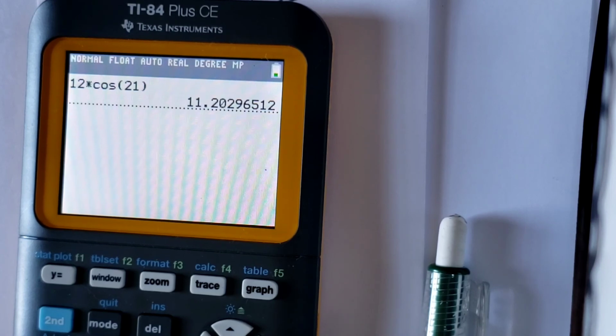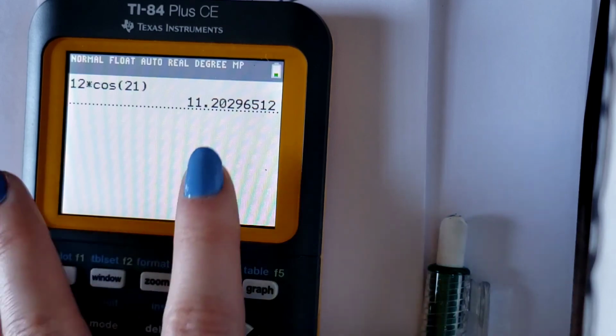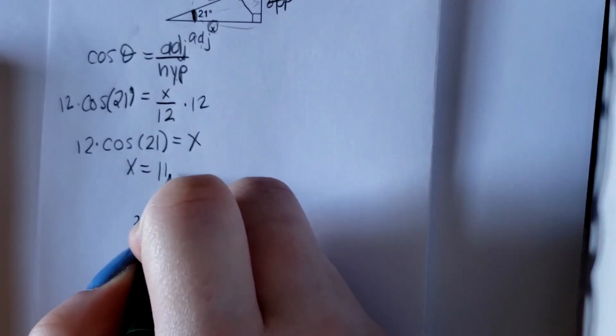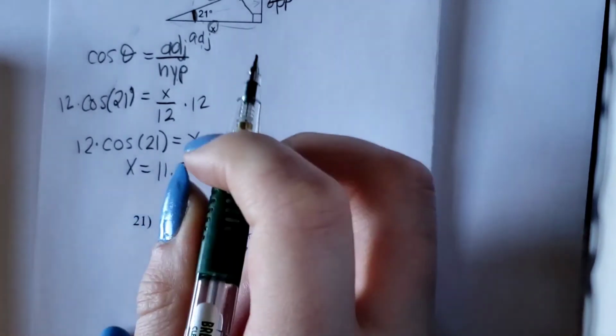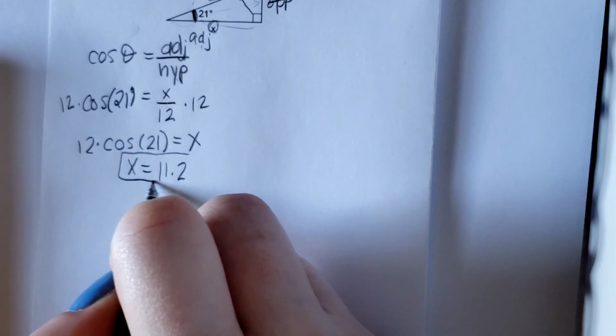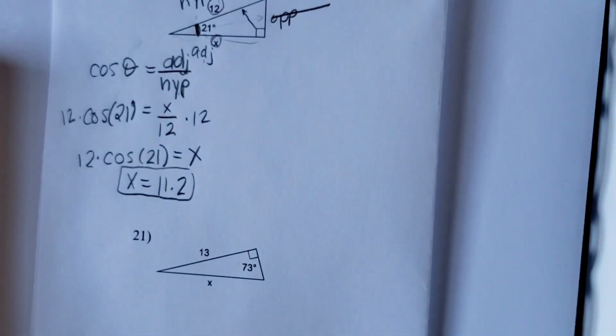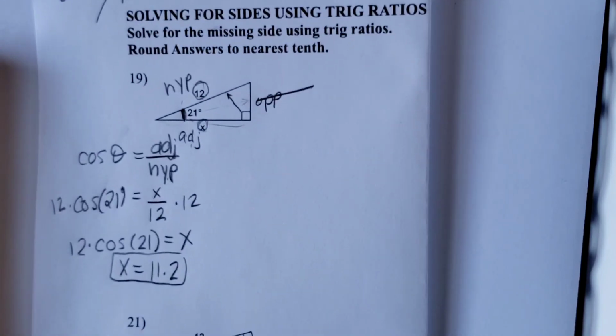That's it. Click enter. Round it to one place past the decimal. 11.2. We don't go up because the number next to it, the 0, is just a 0, and it's not 5 or more. Okay, so you got 11.2. So this side here is 11.2. And that's all you have to do for that kind of a problem.